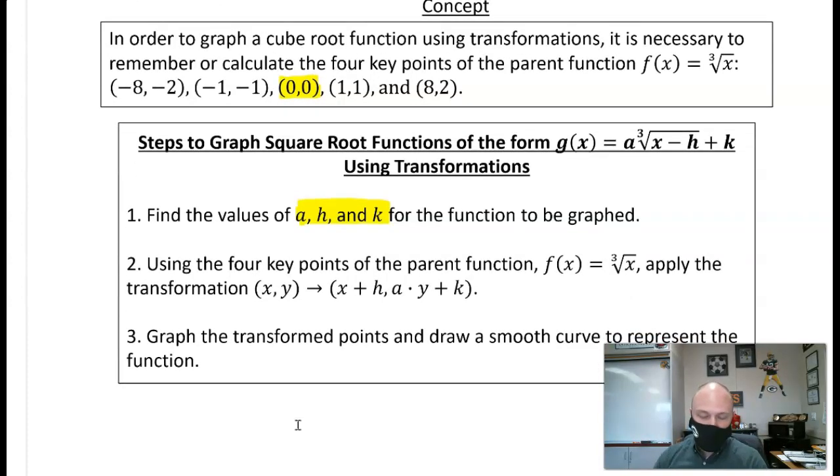Step 2, you're going to go ahead and use the key points to graph the parent function, and you're going to apply transformations. What I really want, I want you to go ahead, cross out where it says 4 key points. I want you to just use the anchor point, because then we're going to use our understanding of the relationship of the rest of them to get the rest of the points.